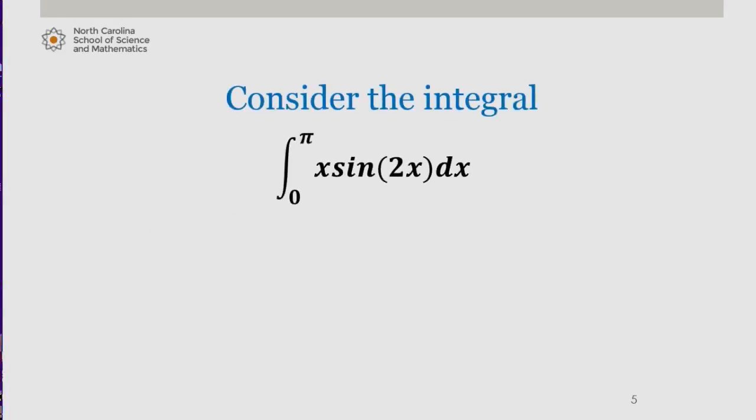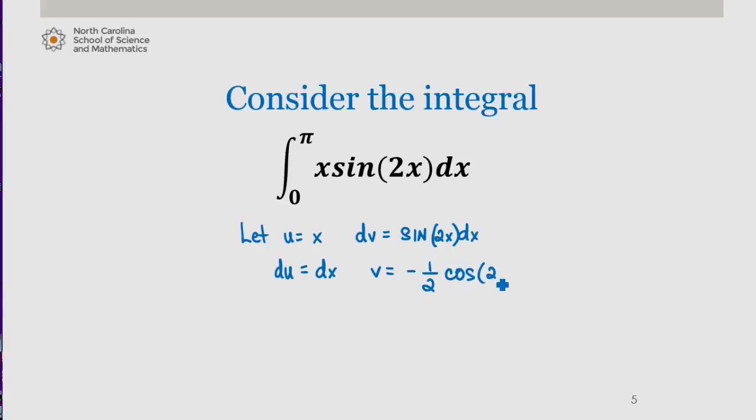Let's consider the integral now from 0 to pi of x sine of 2x dx. I'm going to let u equal x, dv equals sine of 2x dx. With this choice, du is equal to dx, and v is equal to negative 1/2 cosine of 2x. Using integration by parts, we see that u times v is negative 1/2 x cosine of 2x. We're going to evaluate that from 0 to pi, minus the integral from 0 to pi of v du.